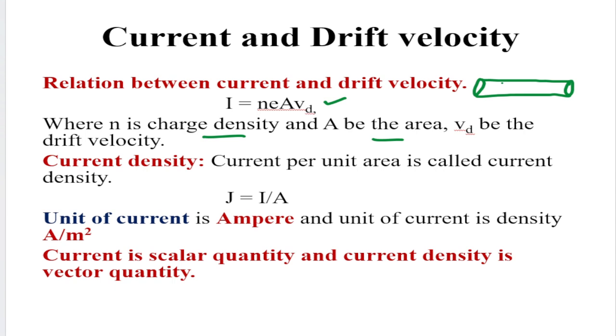If this is a conductor of length L, area of cross section A, and n is the charge density, the number of charges per unit volume. Current density is current per unit area, J equal to I upon A. The unit of current is ampere and the unit of current density is ampere per meter square. Current is a scalar quantity and current density is a vector quantity.